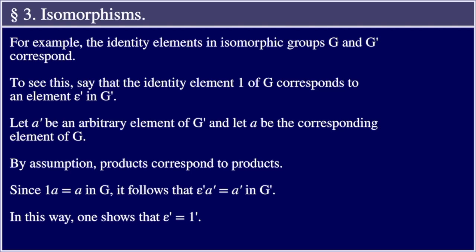To see this, say that the identity element 1 of G corresponds to an element epsilon prime in G'. Let a' be an arbitrary element of G', and let a be the corresponding element of G. By assumption, products correspond to products. Since 1a equals a in G, it follows that epsilon prime a' equals a' in G'. In this way, one shows that epsilon prime is equal to 1 prime.